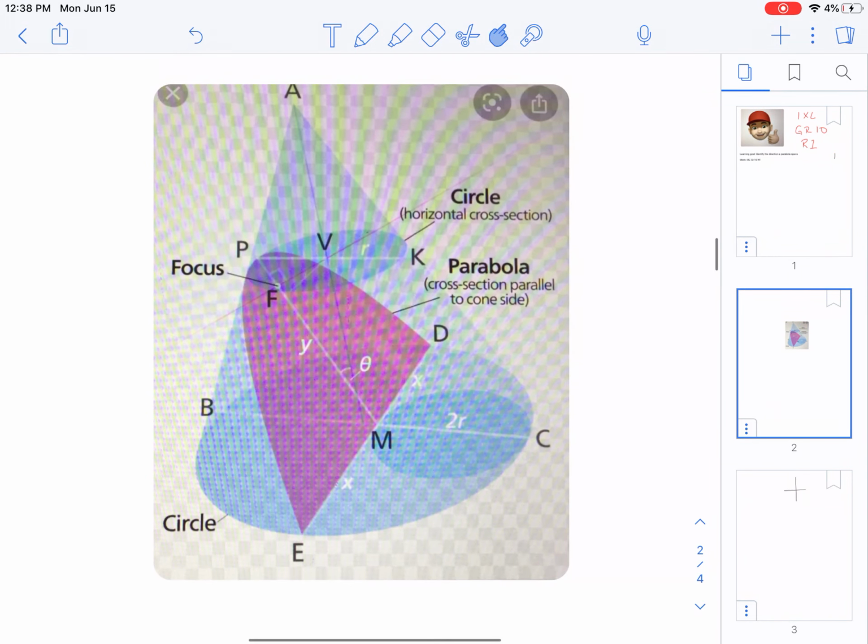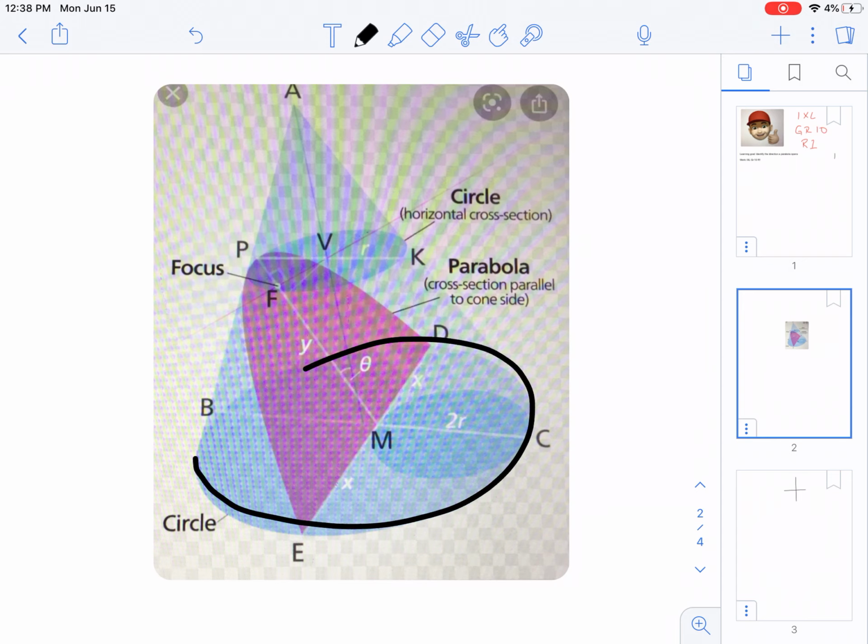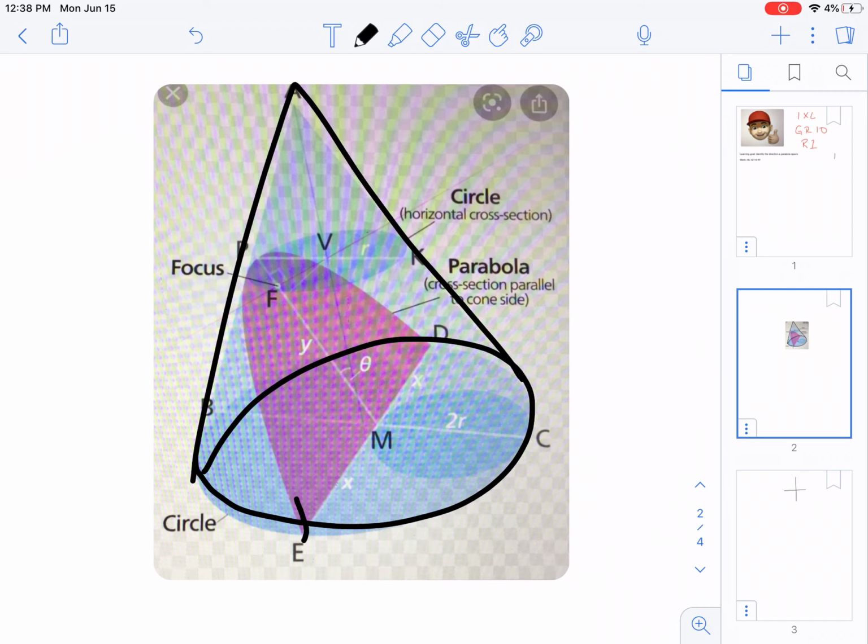A parabola comes from a cone. So here you can see the shape of a cone. But when you slice the cone in a very specific way, when the cone is sliced so that the parabola's side is a cross-section that's parallel to the cone, it makes this really cool shape called a parabola. So that's where parabolas come from.